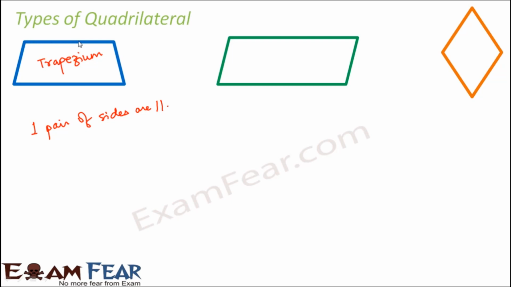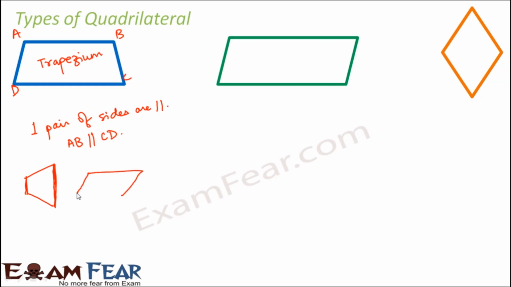Like in this diagram, you see this side. Let us name this A, B, C, D. So in this diagram, we see that AB is parallel to CD. So at least one pair of sides need to be parallel. That is the most important characteristic of a trapezium. Now, a trapezium can look in many different shapes. Like one shape is shown here. This is also a trapezium, something like this, because here also this side and this side are parallel. So this is also an example of a trapezium.